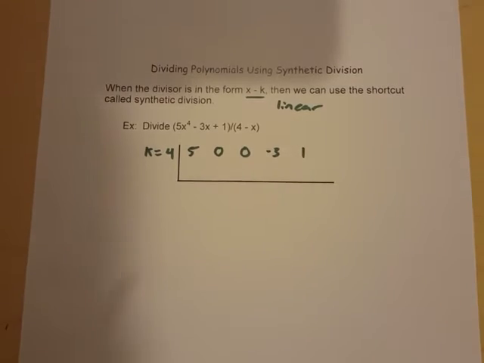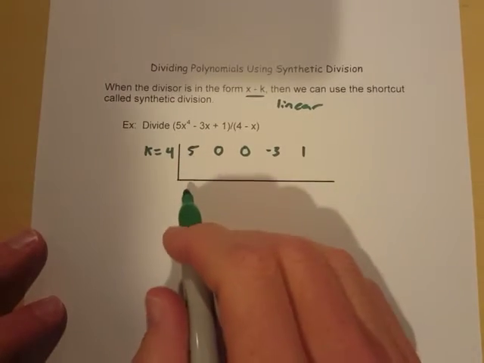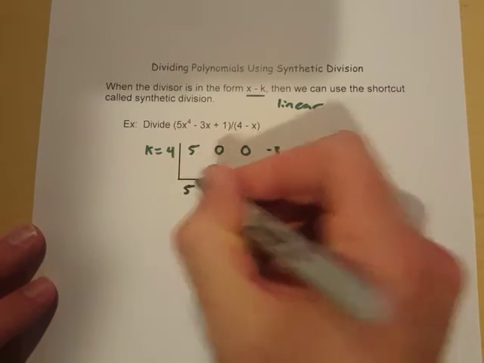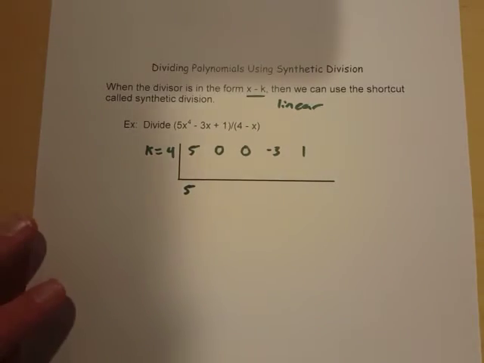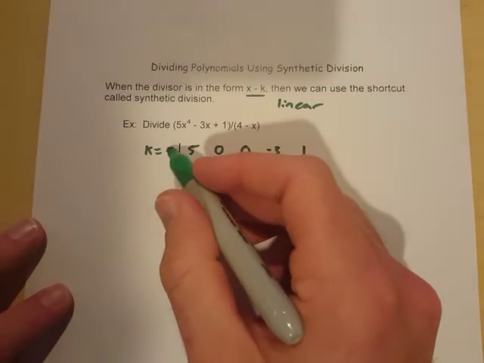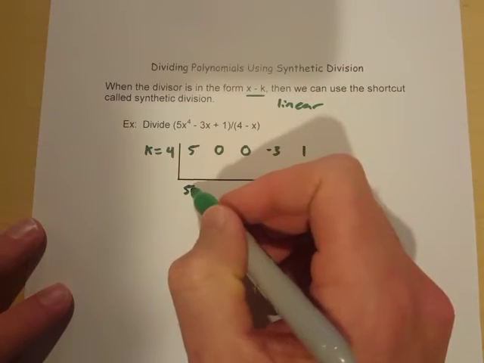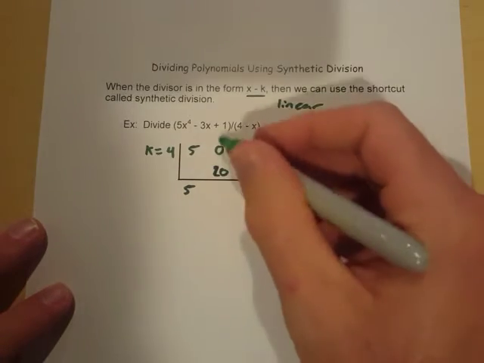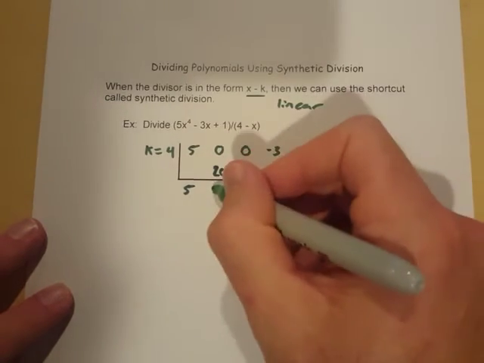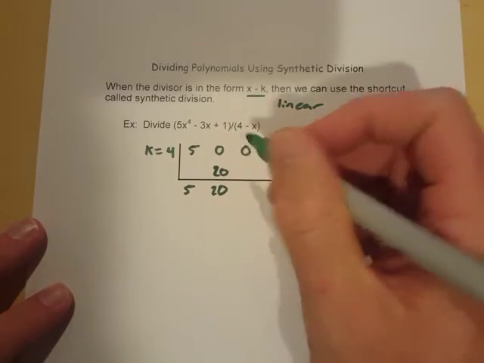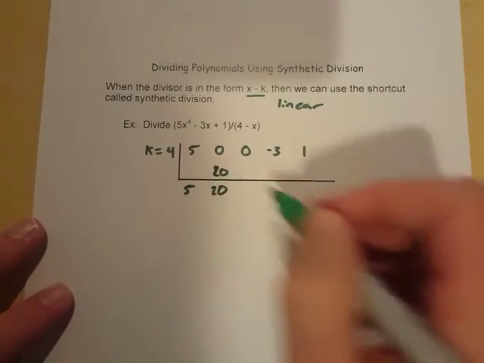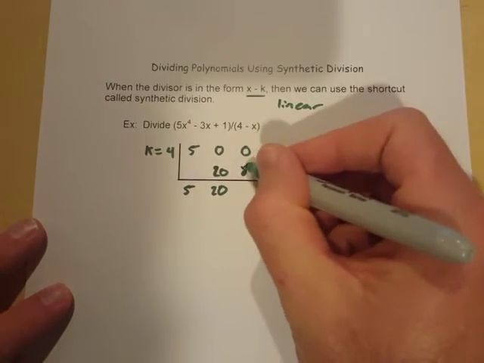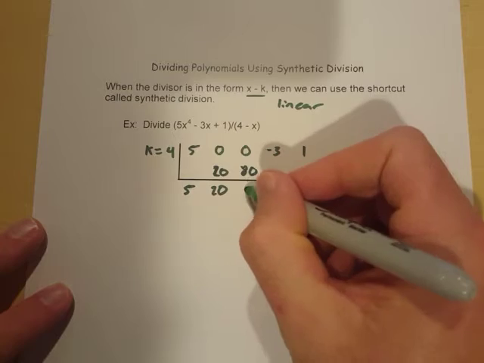So once we do that, we're going to start the algorithm, and that is, to begin with, we bring the 5 down and write it down here. That's all you do to start. Once you have that number down here, we're going to multiply it by the k value, and so 4 times 5 is 20. And now that we have this, we're going to take these and add them together. So that'll be 20. And then we basically are just repeating the process the rest of the way through. 4 times 20 is 80. Add those together.